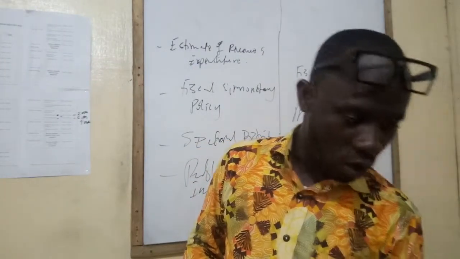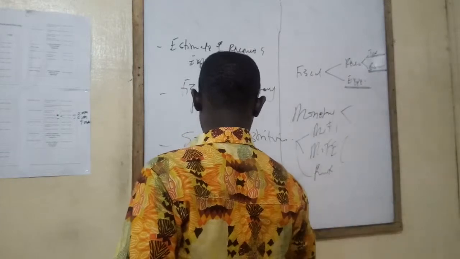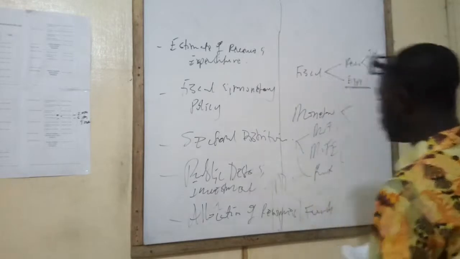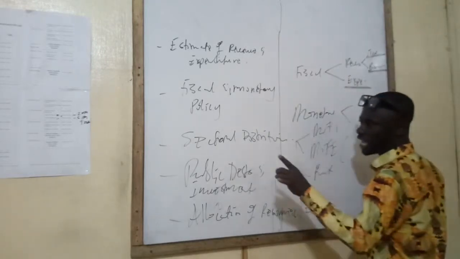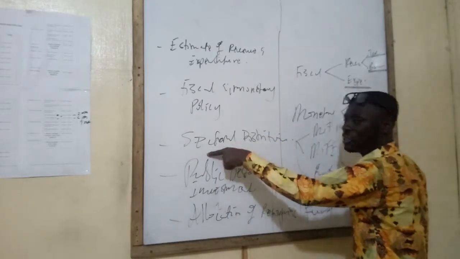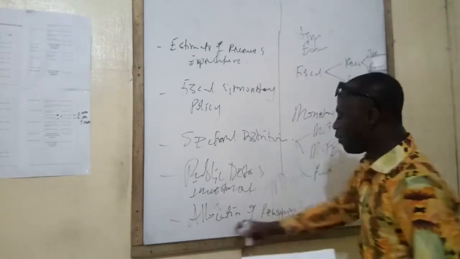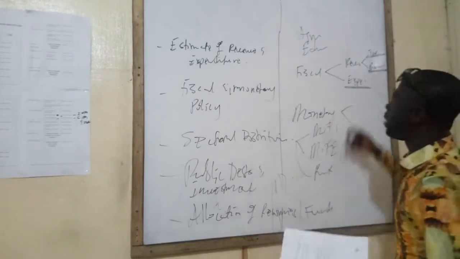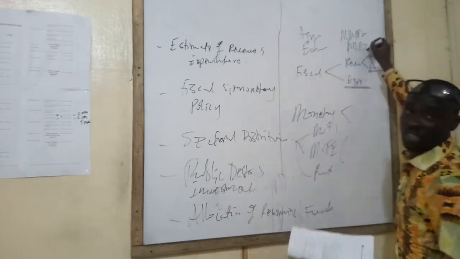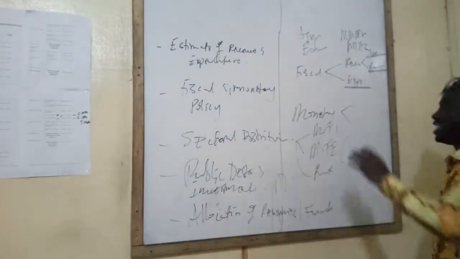Then, allocation of resources, or if you want, funds. Allocation of resources or funds. Now, you will be tempted to say, is this not the same as this? This is about sector. When we say sector, we mean the agric sector, the education sector. But when we now say allocation of resources, we are talking about the metropolitan, municipal, district assemblies, the ministries, departments, and agencies. So we are going through the spending unit. So the points are different.